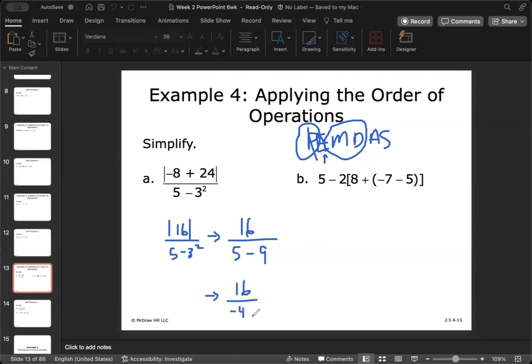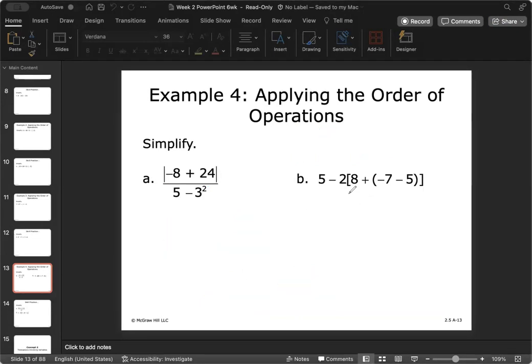So 5 minus 9 here becomes -4. Now we can do the division, and that simplifies down to -4. So that's one thing I did forget, and that was actually one of the points of the problem, is to treat the denominator as an implied parentheses. And the reason for that is before you can simplify the fraction, you have to get the top and the bottom down to a single number.